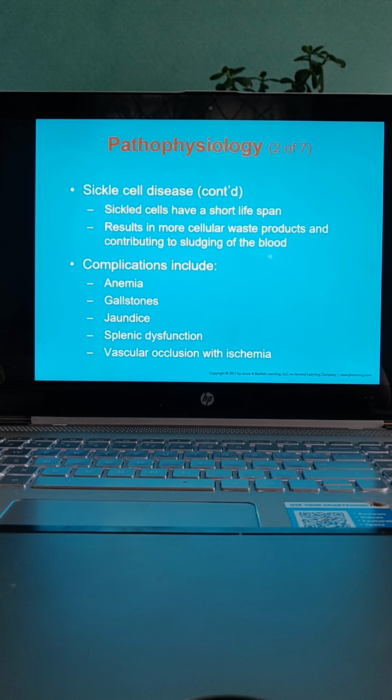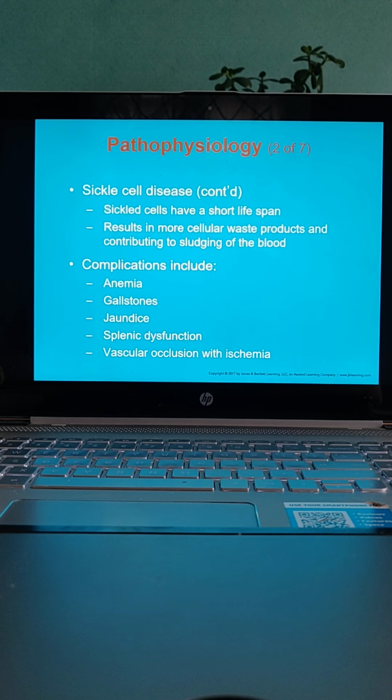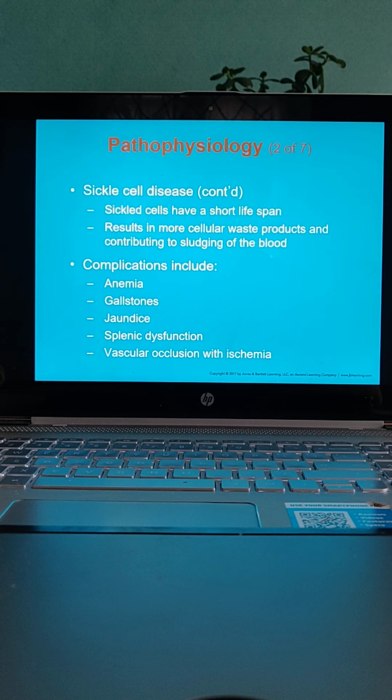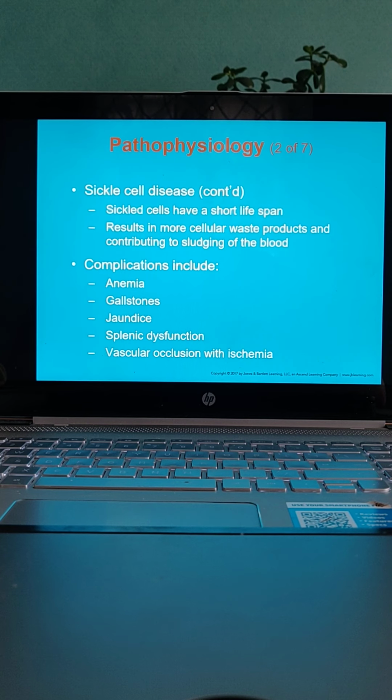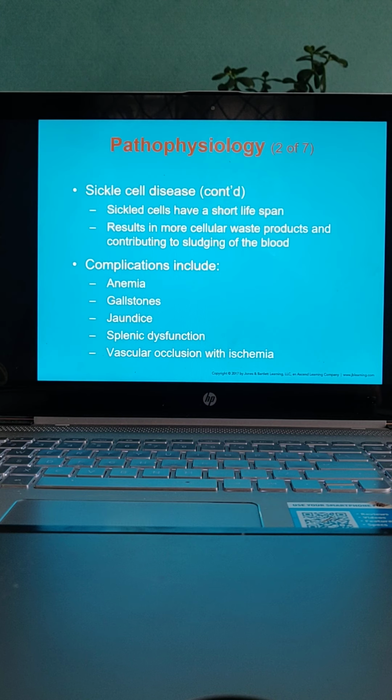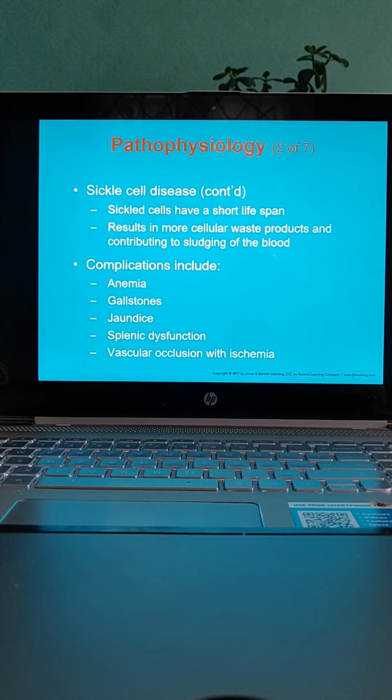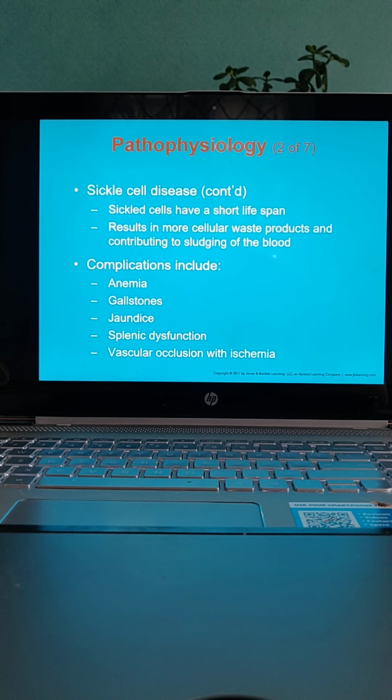Sickle cells have a short lifespan, like I said. What did I say? 3 to 4 months, 110 to 120 days. That results in more cellular waste products, contributing to sludging in the blood. That's right. So while the person has the sickle cells active in their body, it's going to create more cellular waste than normal. And in the process of creating that cellular waste, that actually makes the blood a little sludgy, a little thicker. And that's where the increase in clotting comes from.